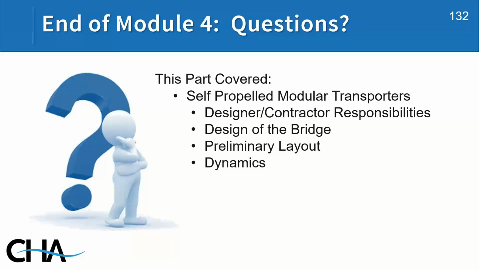So we have provisions in the guide spec to say that if you have a situation like that, you would specify not only allowable twist, you would actually specify an allowable differential grade from one SPMT to the next to ensure that we don't overstress the structure.